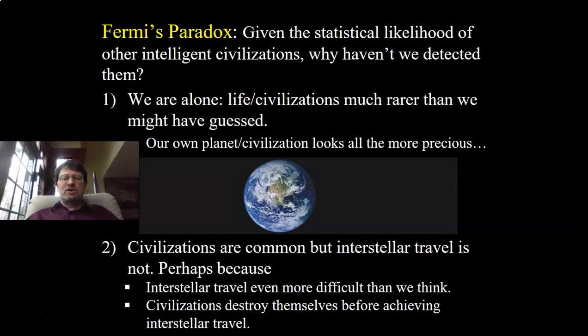Now, there are likely many other intelligent civilizations out there. And so that begs the question, well, where are they? Enrico Fermi asks, given the statistical likelihood of other intelligent civilizations, why haven't we detected them? And there are a few potential answers to this question. One of them is that we are alone, that life and civilizations as we know them are much more rare than we might have guessed. And if you look at it from this point of view, our own planet, our own civilization is all the more precious.